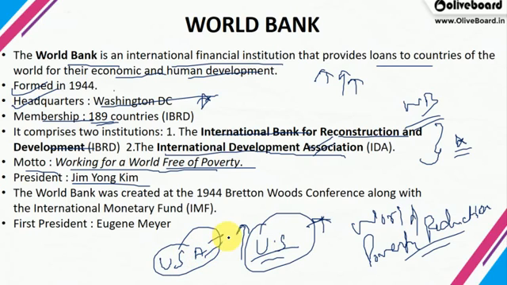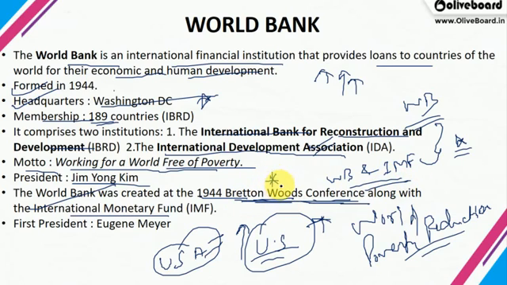a citizen of USA. The World Bank was created in 1944 at the Bretton Woods Conference. This point is very important. Bretton Woods Conference, along with the IMF. So the World Bank and IMF are called the Bretton Woods twins. This question has been asked many times in many exams. So if it is asked which of the two are Bretton Woods twins, or which of the following is a twin of the World Bank, a Bretton Woods twin. Now the first president is important. Eugene Mayer was the first president of the World Bank.